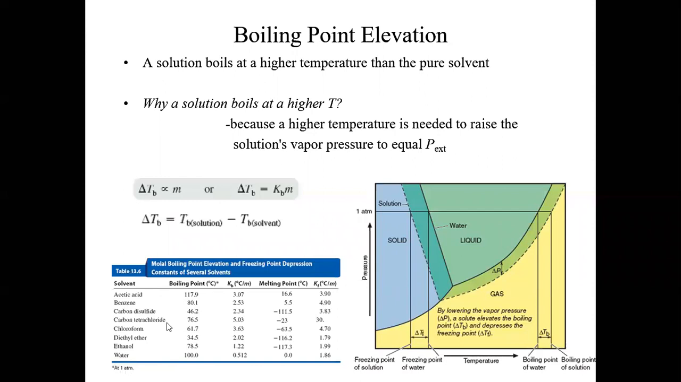So we've discussed one of the colligative properties called Raoult's law, which is about vapor pressure lowering. Now we're going to look at another colligative property referred to as boiling point elevation. And so boiling point elevation simply means that a solution that contains a solute and a solvent boils at a higher temperature than just the pure solvent.